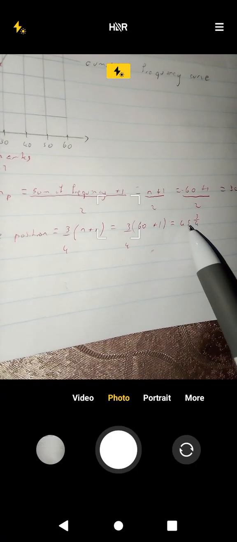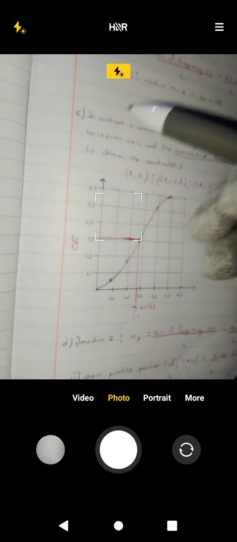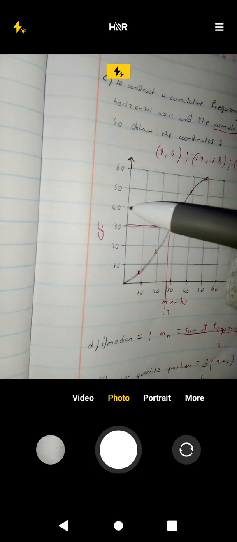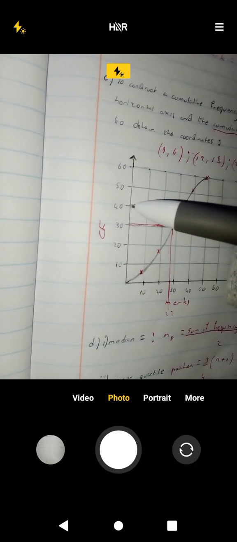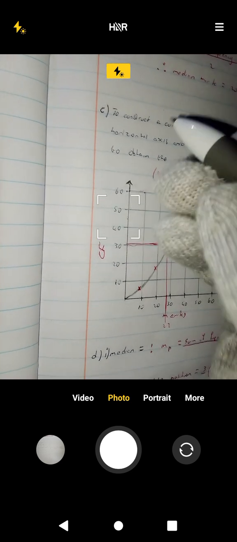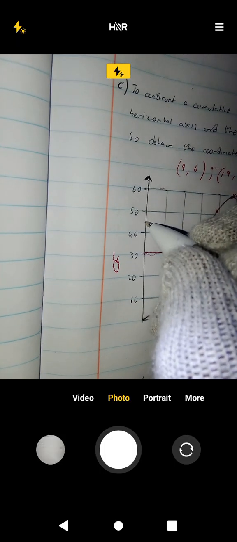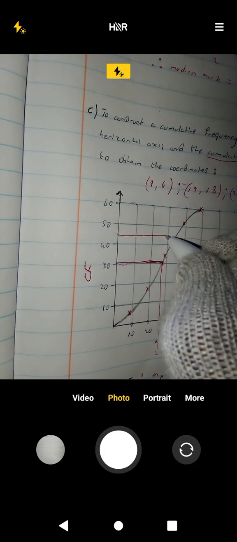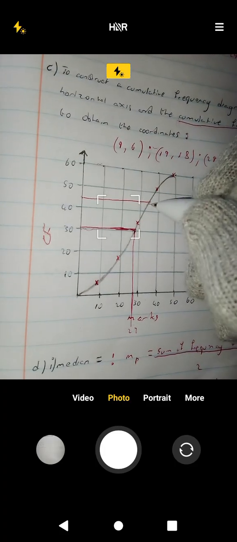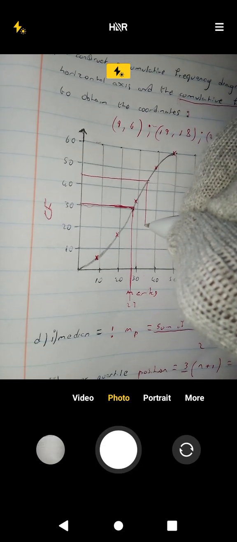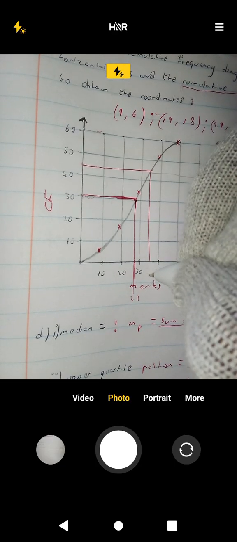So this is the position. It's 45 and 3/4, but let's take 45. So let's go to 10, 20, 30, 40, 45. This time it's not 40.5, but it's 45. So right about here. And then, using your ruler, you draw a straight horizontal line, and upon reaching the cumulative frequency curve, it goes straight downward.